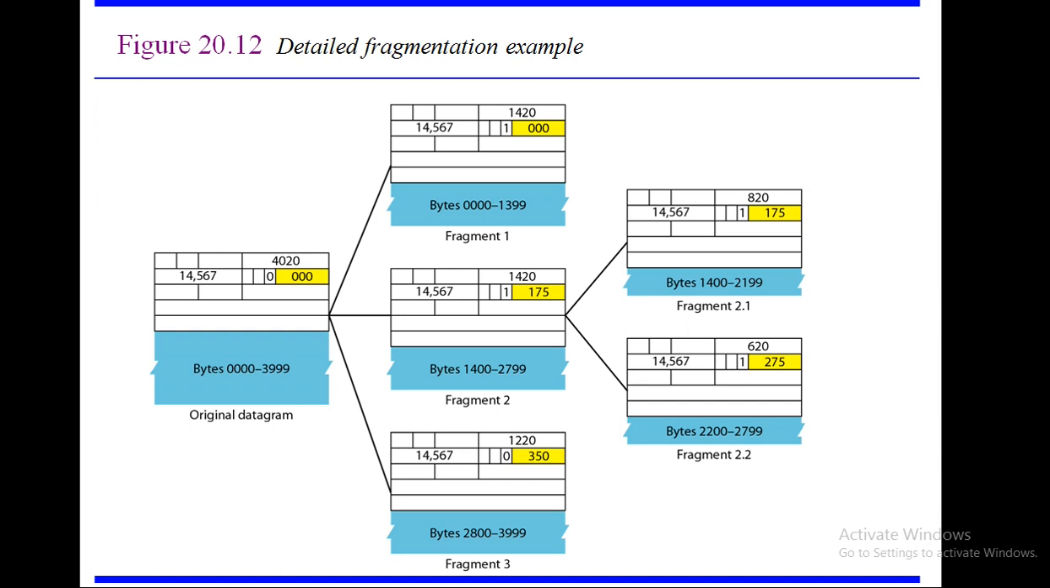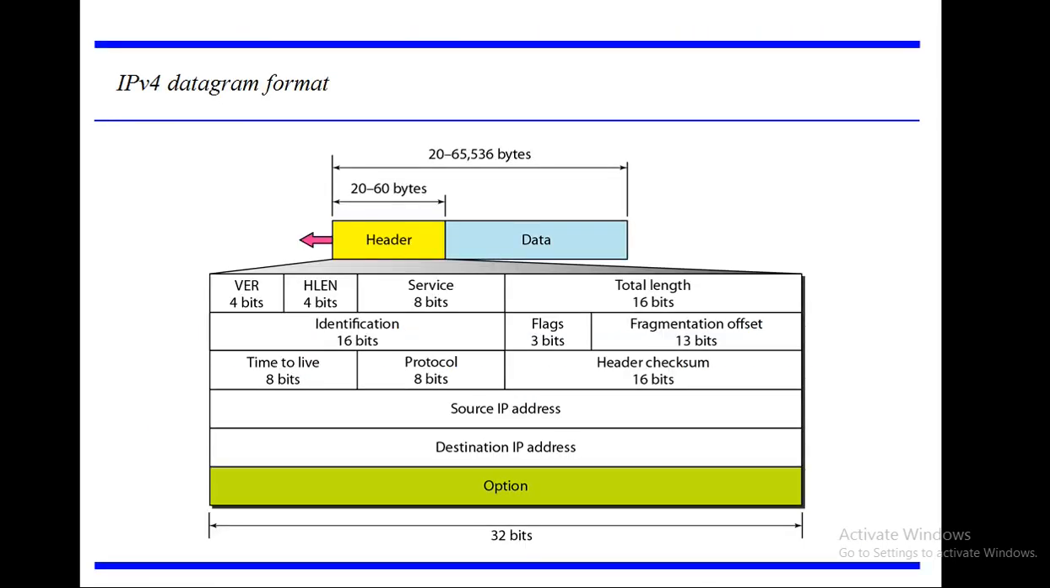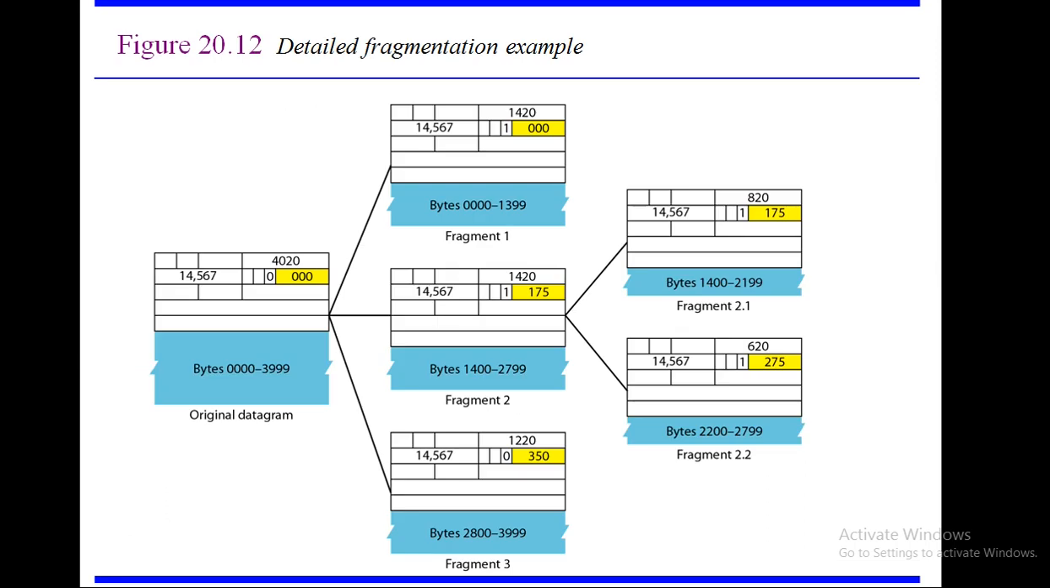So let us see the example here. Okay, now this is one best example. This is the original datagram on the leftmost side. You can see it has the bytes from 0000 to 3999. Now the rest: 4020 is the total length, 14567 is the identification, etc. Let us go back to our datagram format, and in that place identification is there. So identification is of 16 bits. So if the identification is 16 bits, it means in our problem 14567 is the identification number.